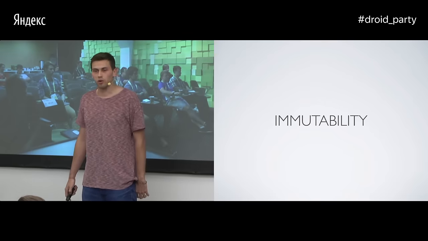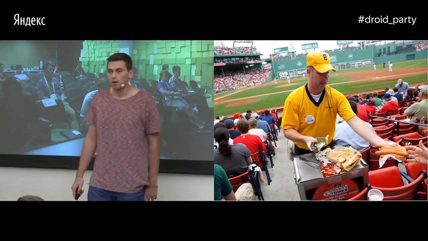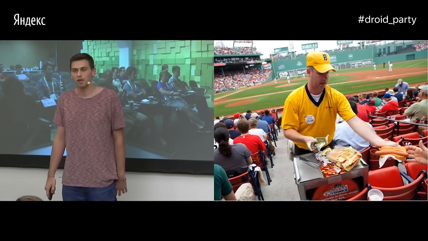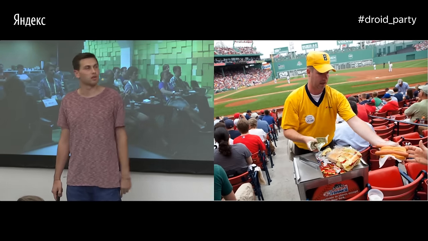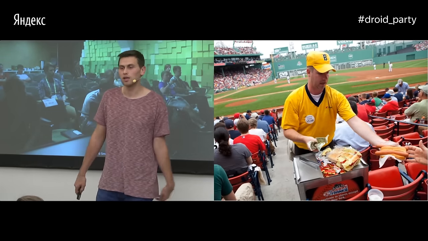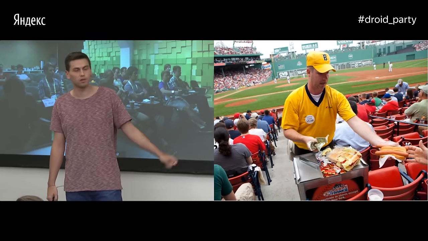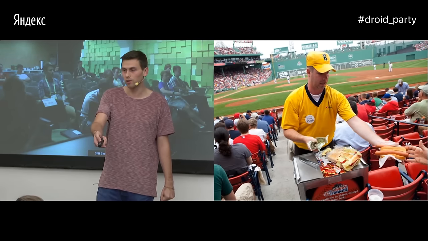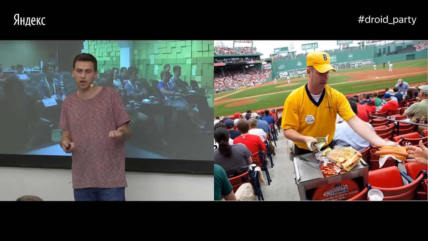And then there is also another important thing, immutability. So if you are in a baseball stadium, sitting somewhere in the middle of the tribune, and you get hungry, you will ask the vendor over there for a hot dog, but you won't stand up to go over there to get it. So what you will do is scream at the vendor, hey, pass me a hot dog over. And the vendor will give the hot dog to the first one in your row, and that one will give it to his neighbor, and that one will give it to his neighbor until you have it in your hand.